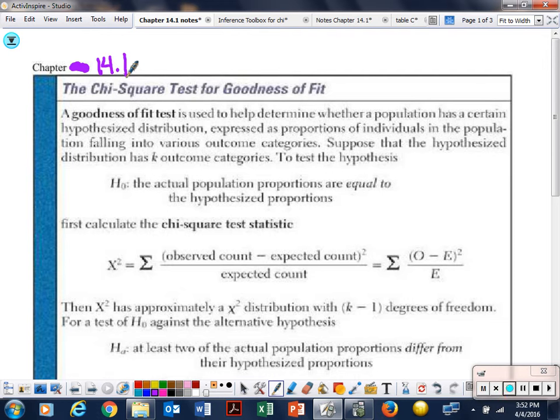All right, so we're still going to go through the hypothesis test. We're going to go through all of the things that we did before. We're going to do the hypothesis, the alternative hypothesis, the conditions, the calculations, and then our conclusion. Now, goodness of fit can often be abbreviated GOF, okay? The chi-square test for goodness of fit.